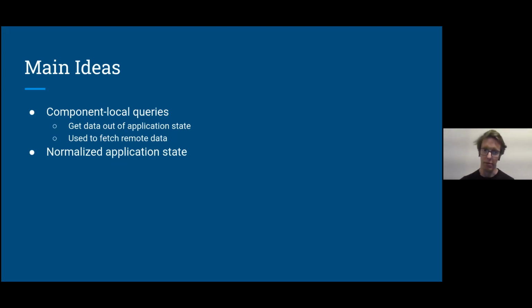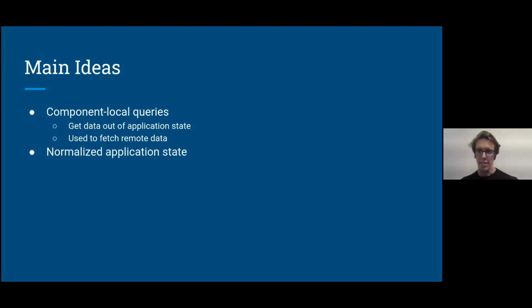Queries can also be used to fetch remote data. So because a component declares the data that it needs to render, you can say, hey, go get me the data that this component needs from a remote source. And you get the data back and put it in application state. And there you go, you can render your component now.